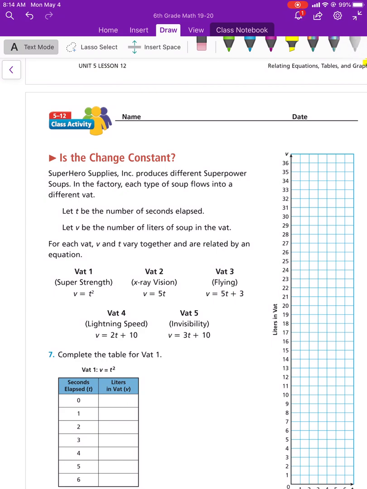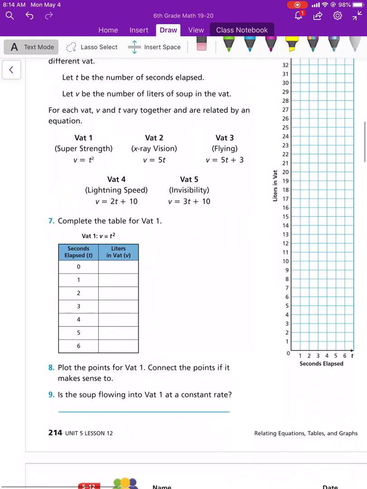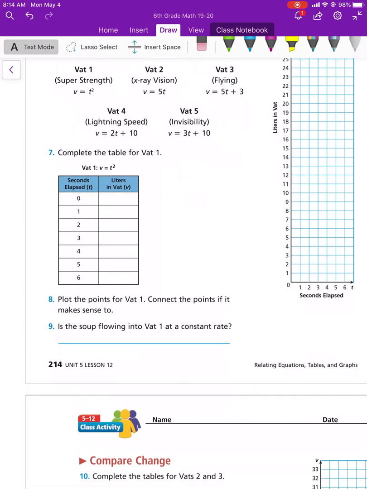So let T be the number of seconds elapsed. Let V be the number of liters of soup in the vat. And for each vat, V and T vary together and are related by an equation. Okay, so vat 1 is V equals T squared. Vat 2, so each of these soups gives you a special power, right? So super strength, X-ray vision, flying, lightning speed, invisibility. Okay, cool. So let's figure it out.